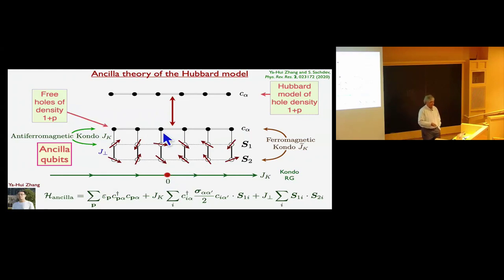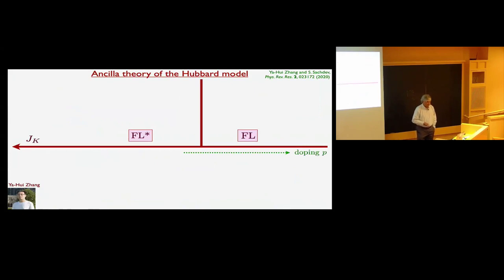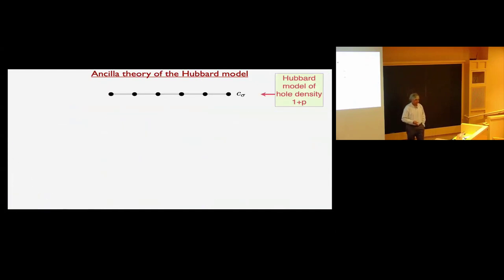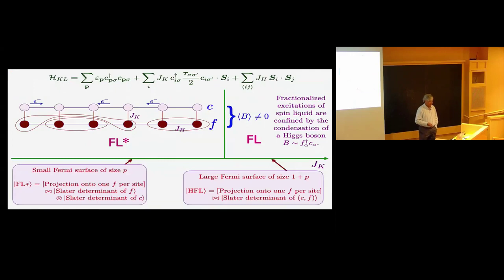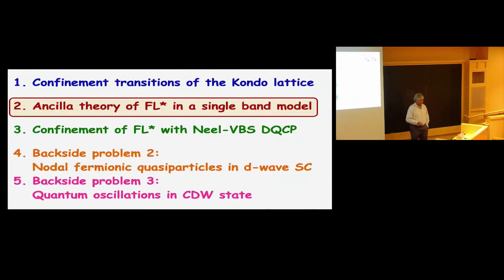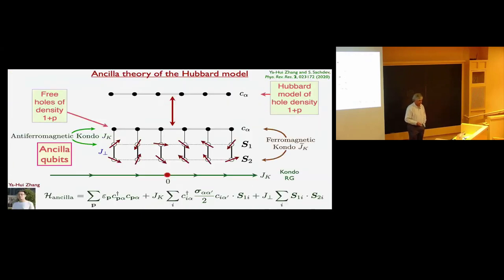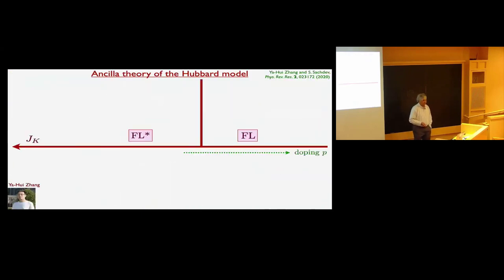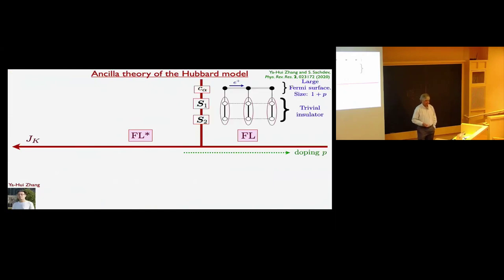So you can just imagine what is the phase diagram of this more general model when JK is a bit larger? Because under RG, we do expect it to become larger. So now I'm going to draw the same phase diagram, but notice JK is now increasing to the left. When I had the Kondo lattice, I still had FL star to FL, but JK was increasing to the right. And so now I'm going to take JK increasing to the left, and now at small JK, it's trivial. The extra spins just form a trivial insulator, and I have a large Fermi surface.